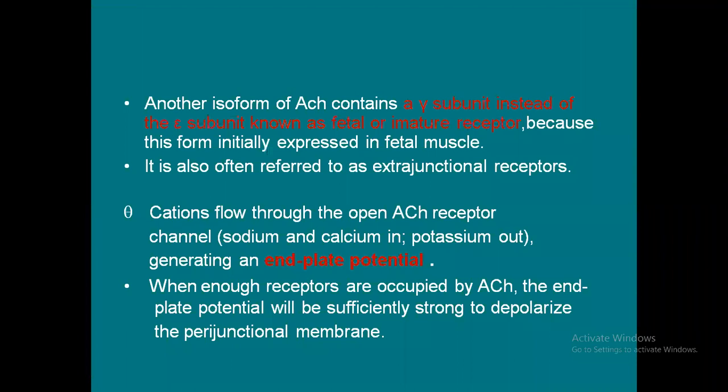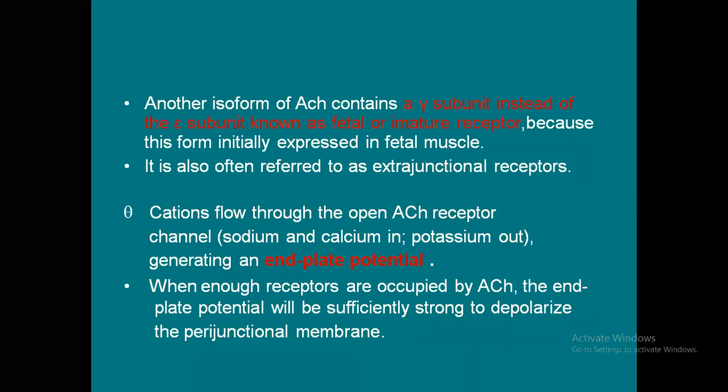Another isoform of the acetylcholine receptor contains a gamma subunit instead of the epsilon subunit, known as the fetal or immature receptor. These are very important, especially in the fetal muscles. They have a significant role, which I'll tell you after a few minutes. It is also often referred to as the extrajunctional receptor. What is the role of this extrajunctional receptor? I'll tell you, because there is a huge problem with extrajunctional receptors, which are present in the fetus.